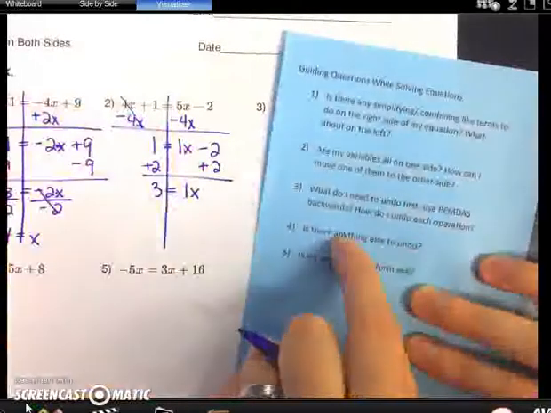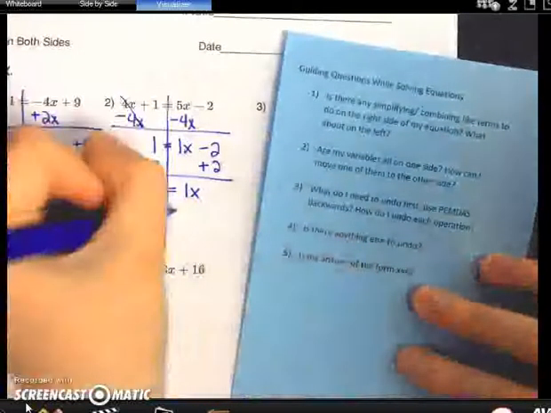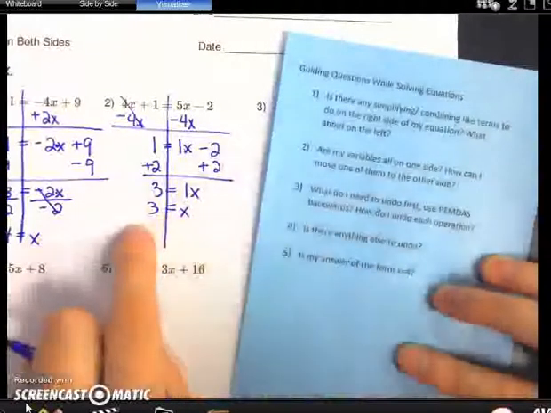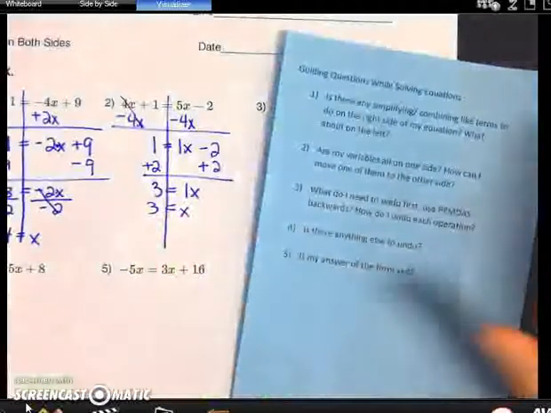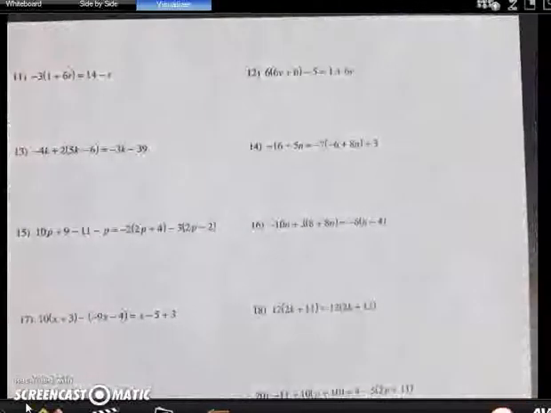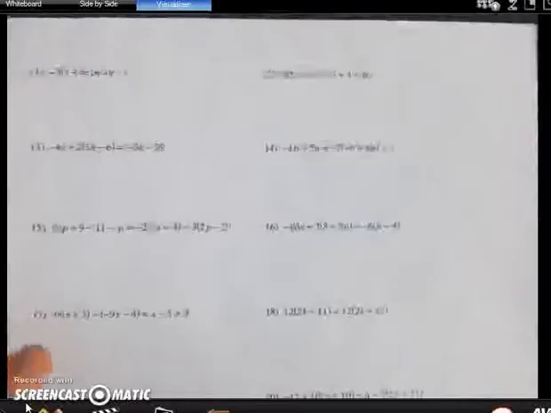Now, here's an interesting question. Is there anything else to undo? Well, 1x is really just x, and then my answer is in the form of x equals a number, so I'm done with this. Okay, this is basically solving equations by simplifying and variables on both sides.